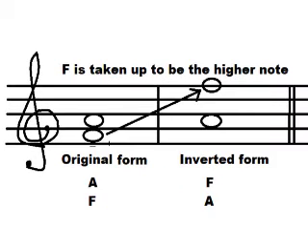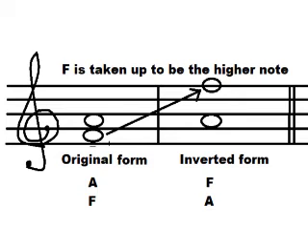If I have F and A and I want to invert it, I have to make A the lowest note. So A will be the lower note, and F will go up to the higher F. So you have A and F this way, as against F and A.